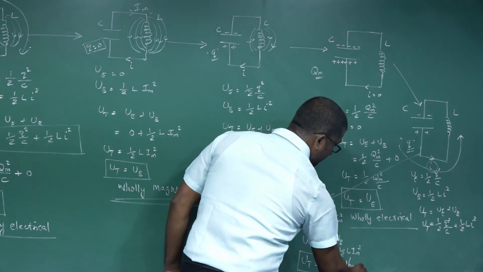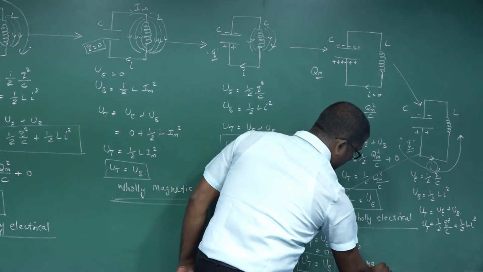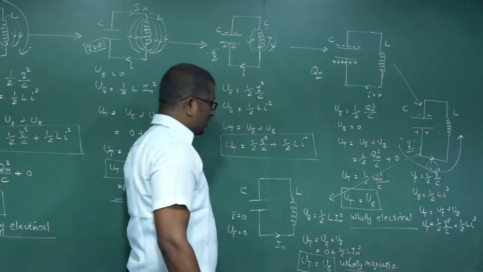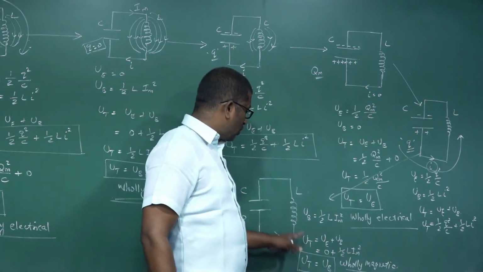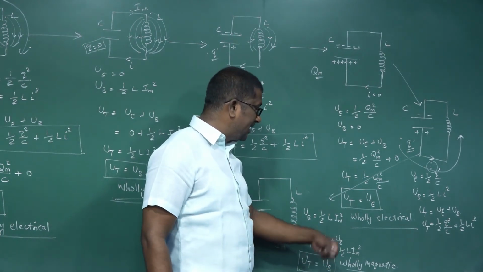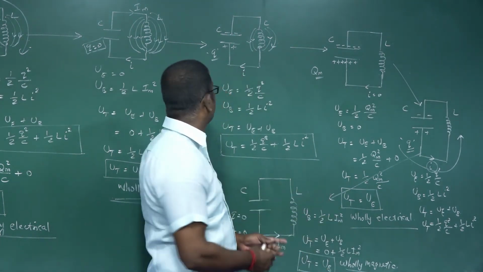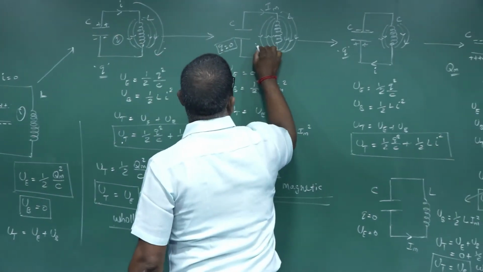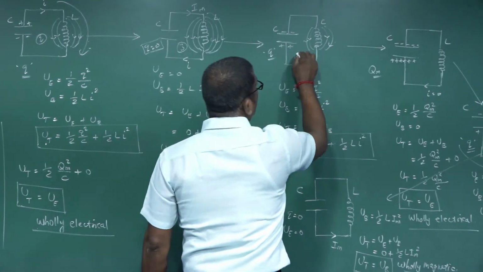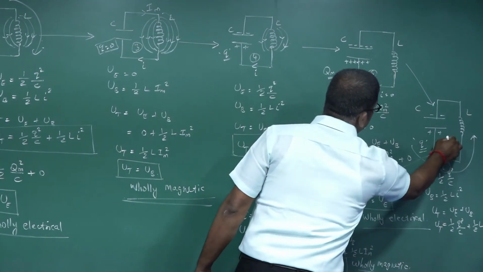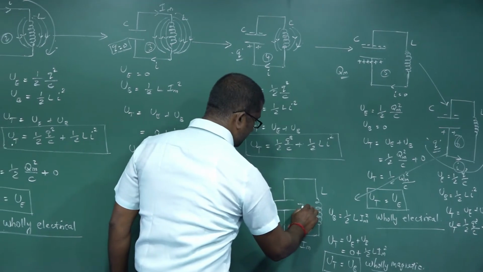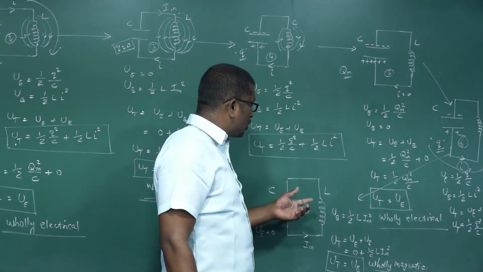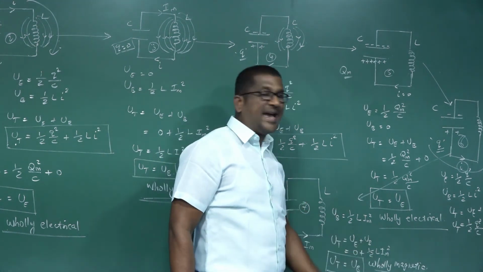That is, wholly magnetic. Completely magnetic. Right. So the total energy of the LC circuit is completely magnetic in this state. So this is the first state, and this is the second, and third. This is the fourth one. This is the sixth state. This is the seventh state. So in the seventh state, the total energy of the LC circuit is completely magnetic.